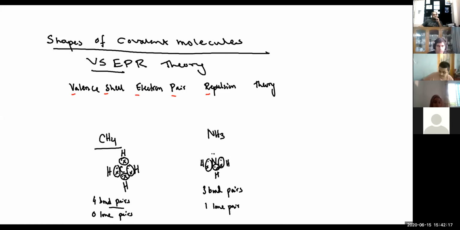Okay. So due to this difference, there's going to be a difference in the shape of the molecule. So CH4 has four bond pairs and zero lone pairs. Ammonia has three bond pairs and one lone pair.